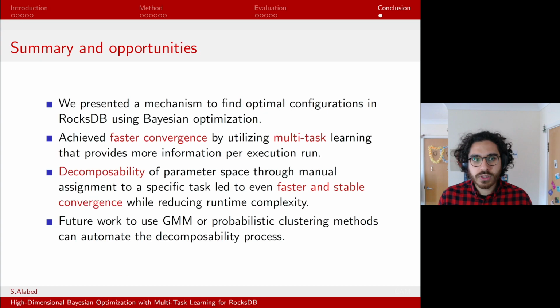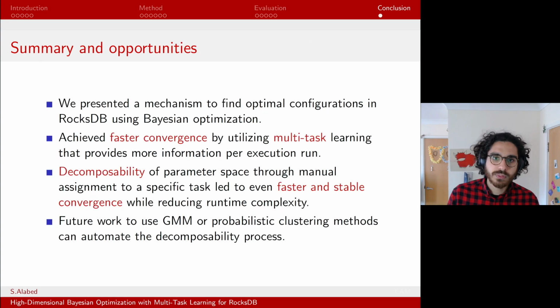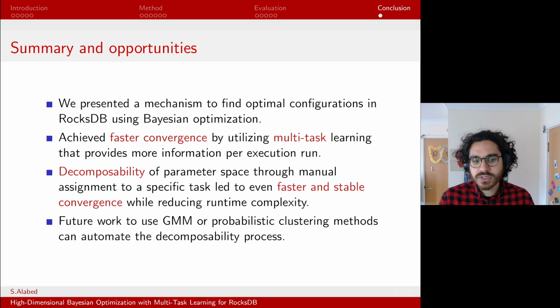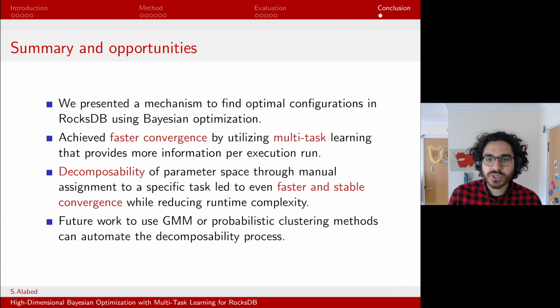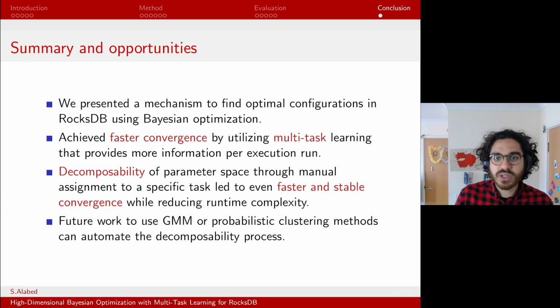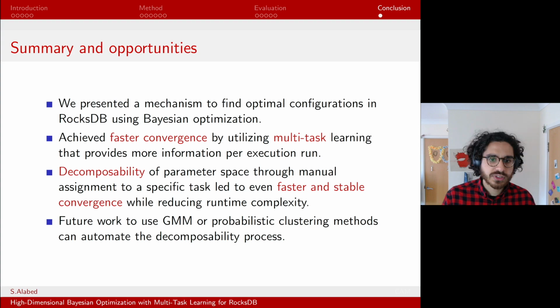In conclusion, we looked into optimizing RocksDB using Bayesian optimization. We are interested in injecting expert knowledge into the model of the Bayesian optimizer. We achieved faster convergence by injecting multitask expert knowledge, and we also decomposed the parameters, which led to more reliable and stable convergence. We see a lot of potential for using Gaussian mixture models or probabilistic clustering for choosing the grouping of these parameters. Hopefully you find this work interesting.